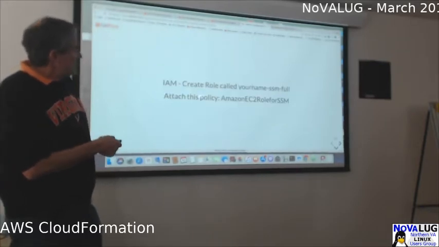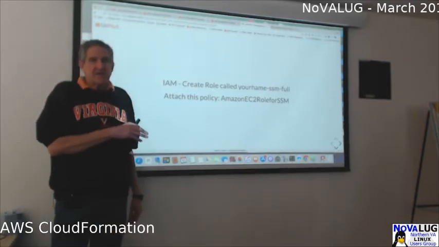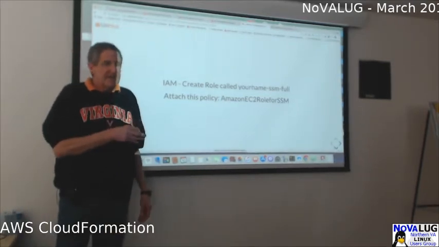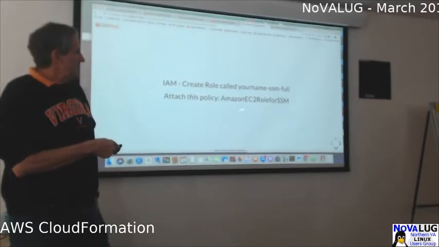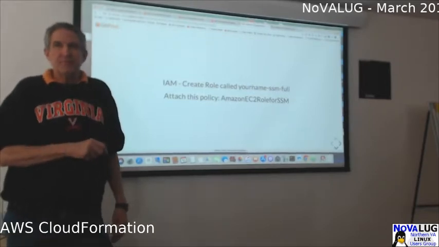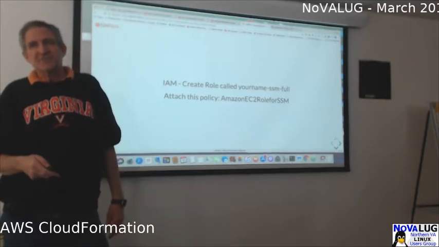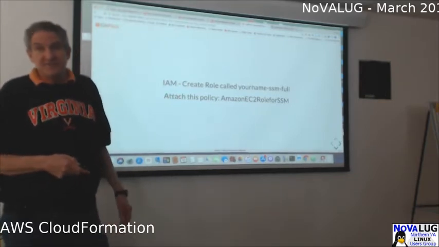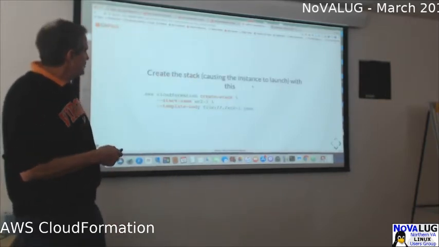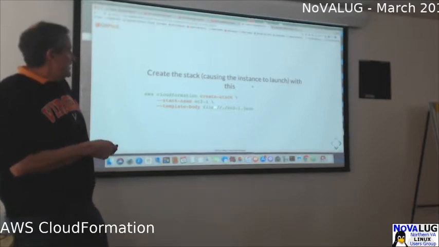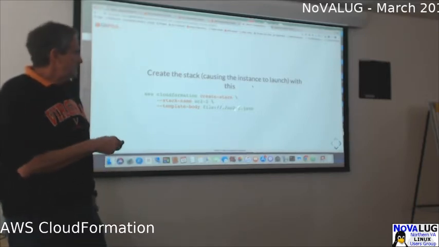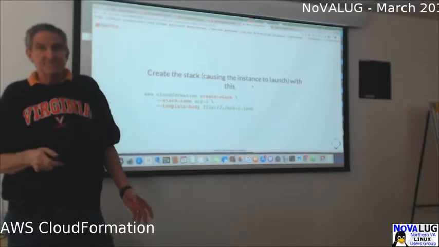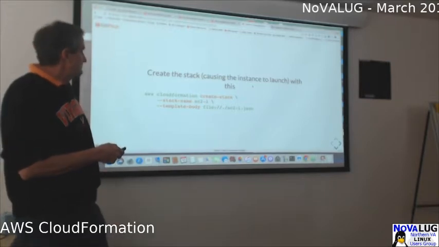Now, this is what I said. I created a role in admin in IAM. I attached one policy, AWS EC2 role for SSM. At that point, that instance can be managed by Run Command, by SSM actually, which is a bigger subject. So let's go a little bit further. Make that stack, that little EC2 template I had earlier. This will launch an instance most likely for you. It'll do the whole shebang.